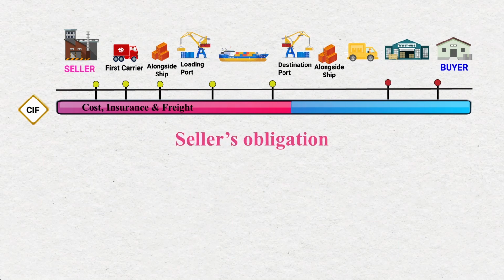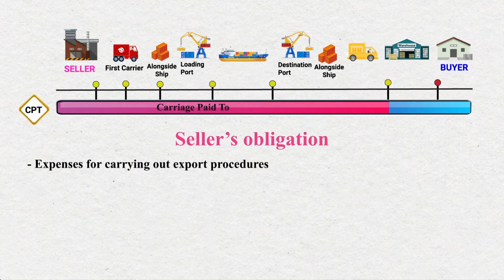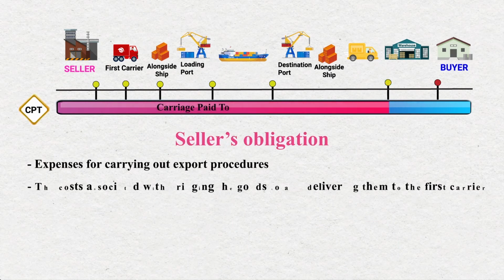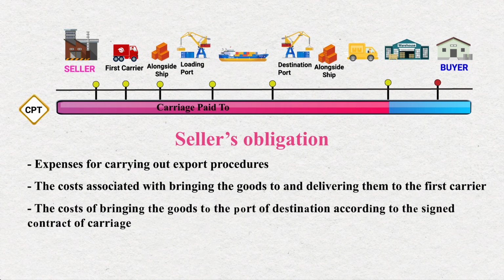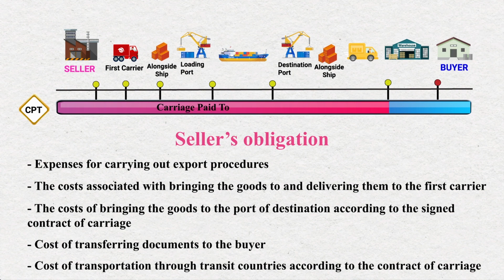The seller's responsibility will be expenses for carrying out export procedures, the costs associated with bringing the goods to and delivering them to the first carrier, the costs of bringing the goods to the port of destination according to the signed contract of carriage, cost of transferring documents to the buyer, cost of transportation through transit countries according to the contract of carriage.